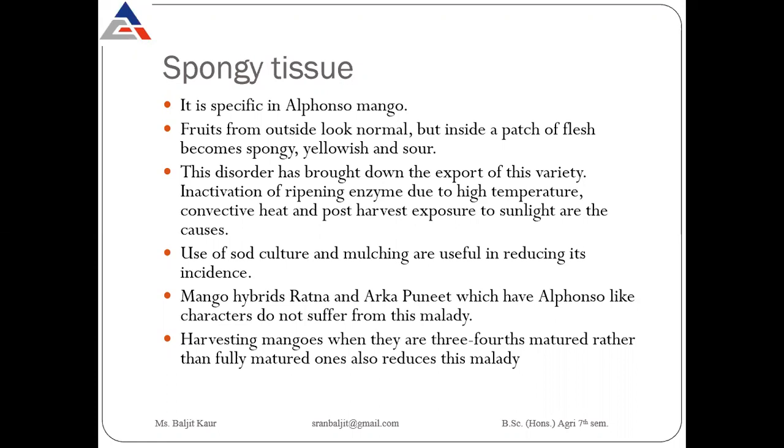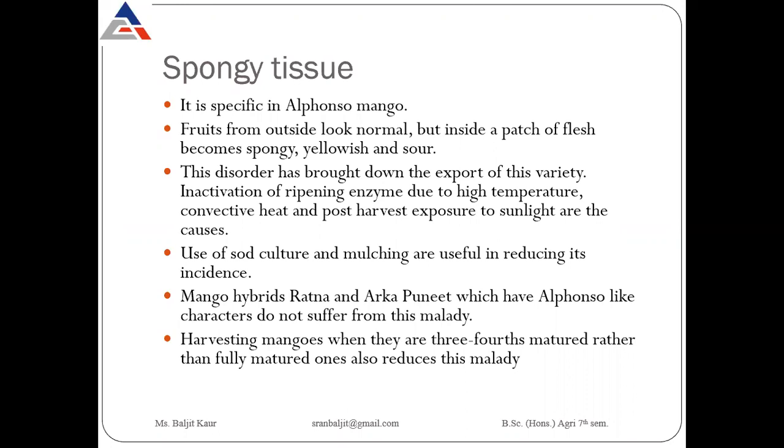Inactivation of ripening enzyme due to high temperature, convective heat, and post-harvest exposure to sunlight are the causes of spongy tissue. These are the major causes of spongy tissue. To reduce the incidence of spongy tissue, we can use sod culture and mulching. Mulching in the orchard can be followed to reduce the incidence of spongy tissue.